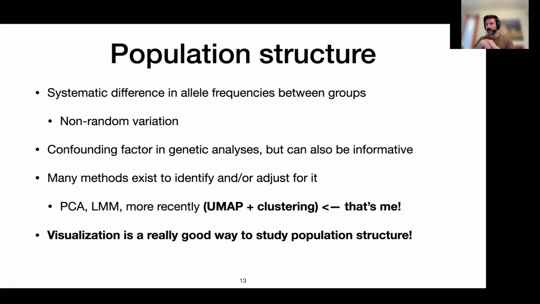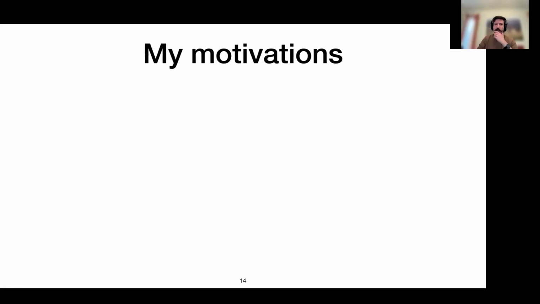So you have principal components analysis, linear mixed models, UMAP and clustering, which is the stuff that I've worked on through my PhD and my postdoc. And visualization is actually a really good way to study population structure. So, talking about some of the motivations behind my research.